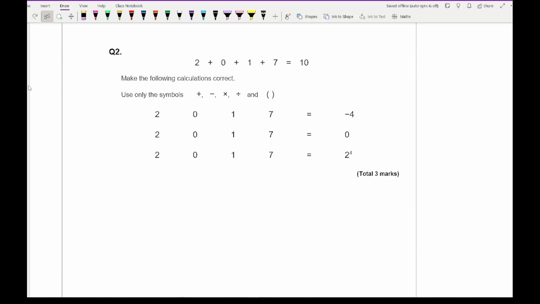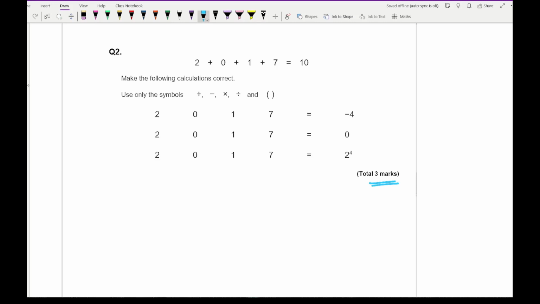Moving on to question 2, it says make the following calculations true. So we just need to use plus and minuses and brackets where possible. So here I want to end up with -4, and again this could either take you a couple of seconds or it could take you a couple of minutes, but I would say try not to spend more than 3 minutes working at this question at its first attempt.